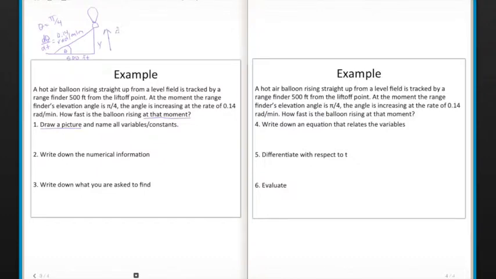Now we have a clearly labeled picture and all of our variables and constants. We know that we want to find how fast it is rising, which is dy dt. And we want to know that at the exact moment when our theta is pi over 4 radians. Now we need to write down the numerical information that we already know.